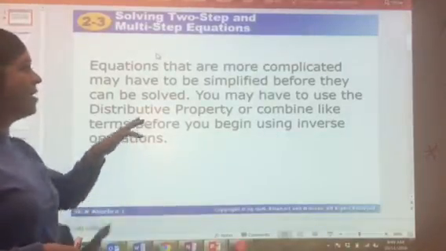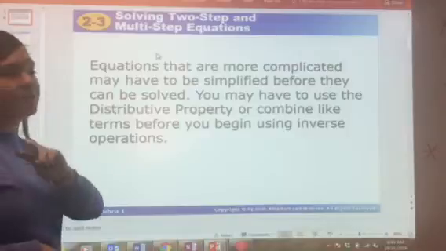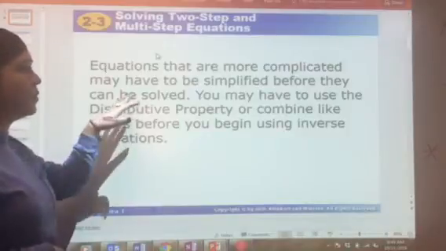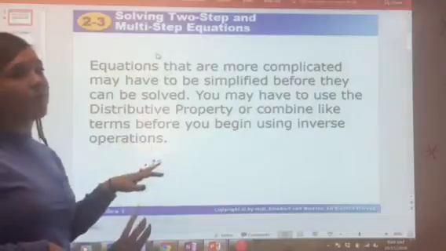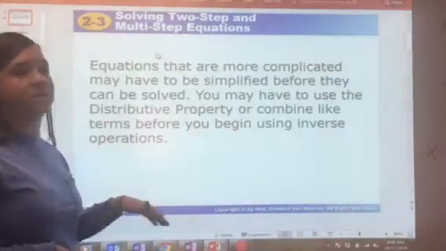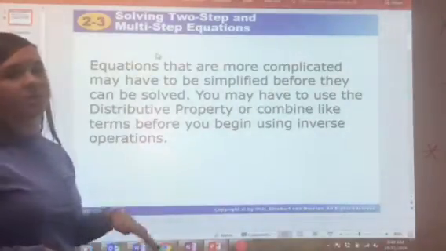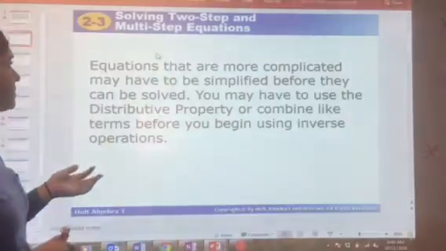Okay. All right, so we're going to talk a little bit more about equations. This is our part 2. They can be more complicated. You may have to simplify, so you're going to have to use the distributive property, or we're going to have to combine like terms before we start using our inverse operations and isolating our variable.